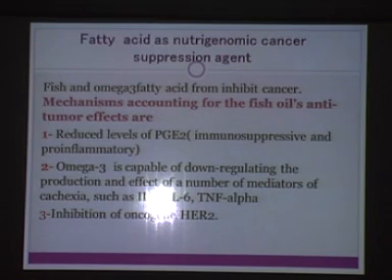Another is fish, or rather the omega-3 fatty acid present in fish. It reduces the effect of prostaglandin E2, which is immunosuppressive and pro-inflammatory. Omega-3 is also very important in down-regulating and inhibiting the activation of mediators of cachexia, such as interleukin-1, interleukin-6, and tumor necrosis factor.